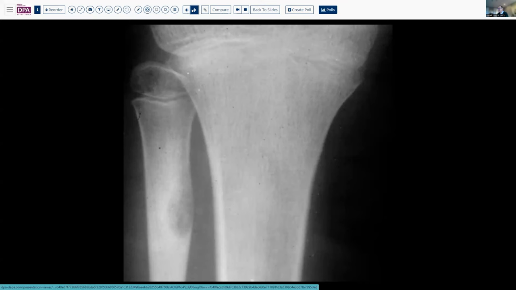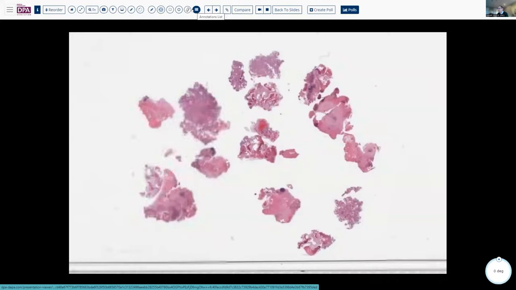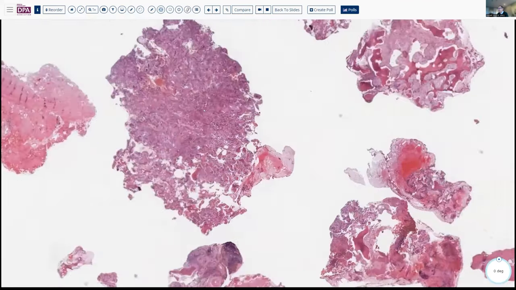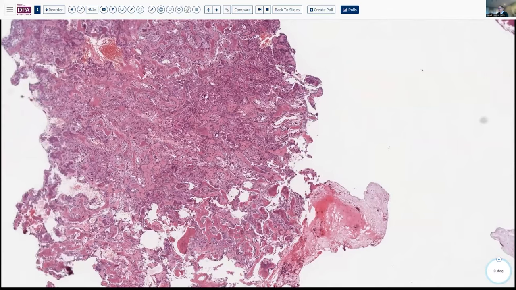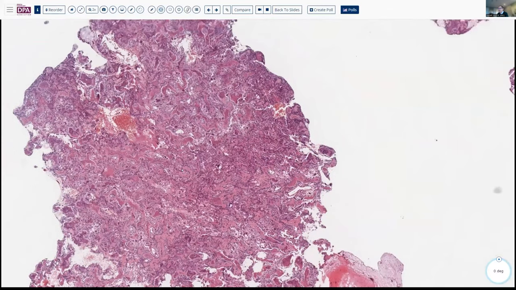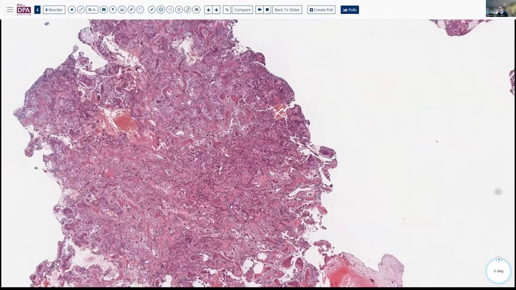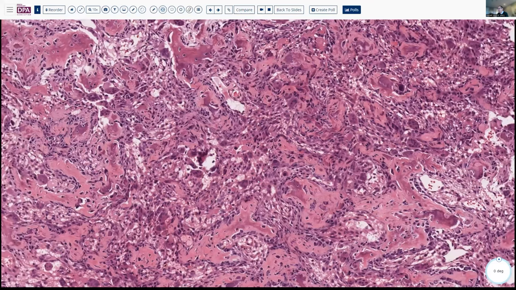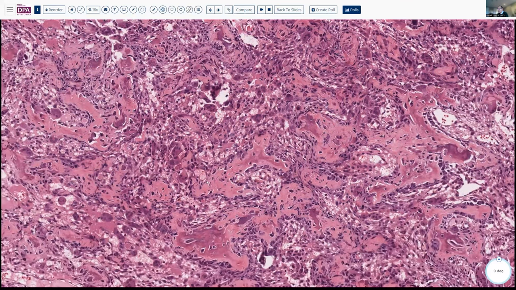I believe we've got a CT scan here as well. Nope, we don't. Okay. All right, so this patient had some pain associated with this lesion. As we look at it, we can see very abundant bone formation coming out of this abnormal tissue. We've got a lot of giant cells here, and all this tumor bone that's being formed.